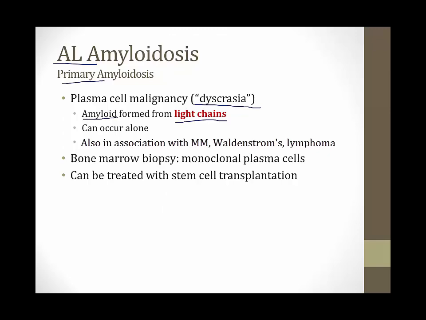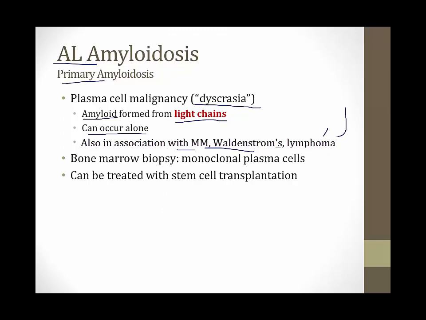Recall that light chains are a component of antibodies, and plasma cells normally produce antibodies. In this disorder, they overproduce the light chain portion of antibodies, and that's what forms amyloid in tissues. This can occur alone as a primary disorder, but it can also occur in association with other plasma cell disorders like multiple myeloma, Waldenstrom's macroglobulinemia, or sometimes lymphoma, and I talk about all of these disorders in other modules.